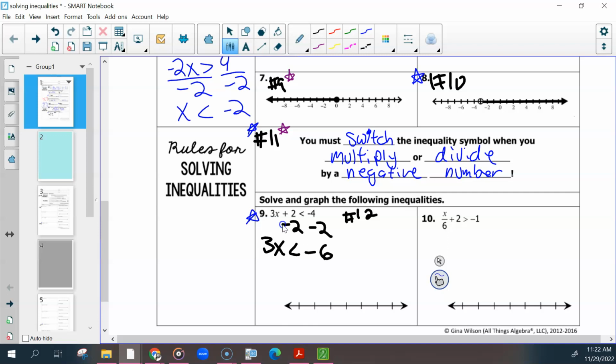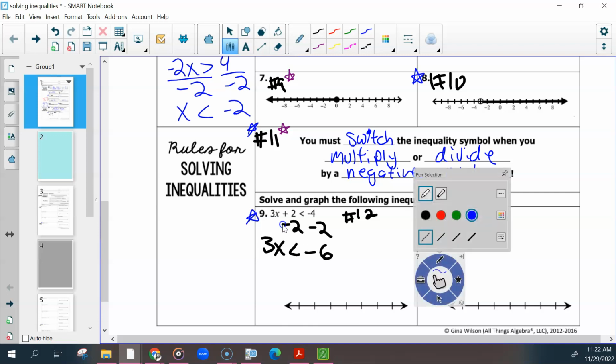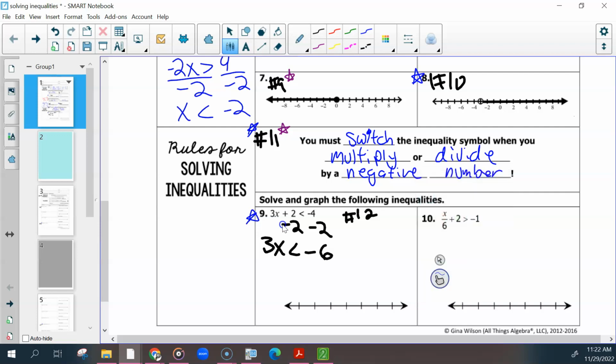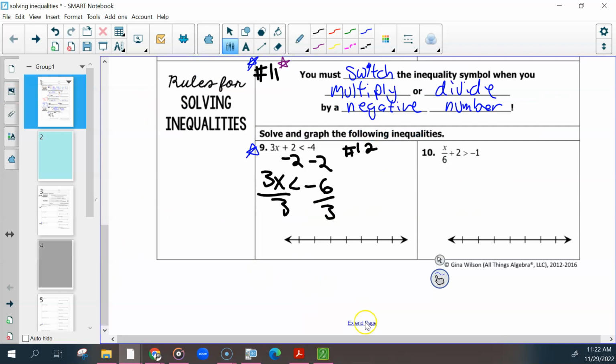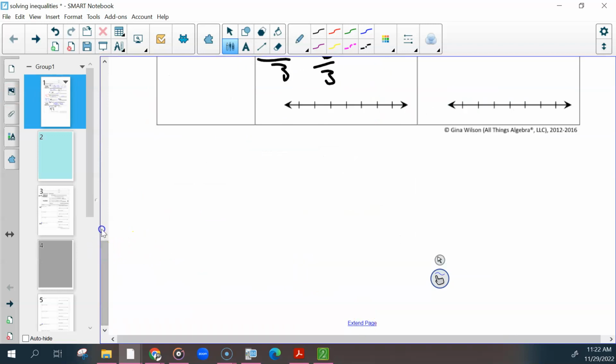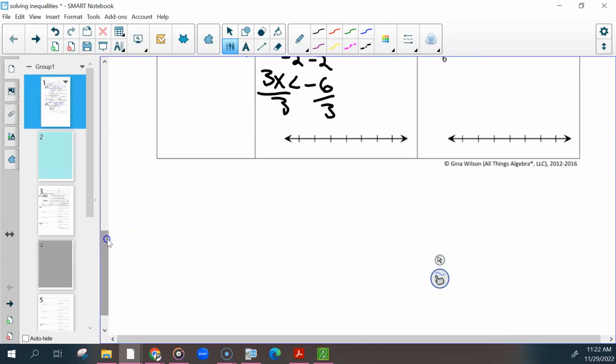I tried to make this smaller. It's not wanting to do that. And then divide both sides by 3. So in this case, because we're not dividing by a negative number, the sign is not going to change.